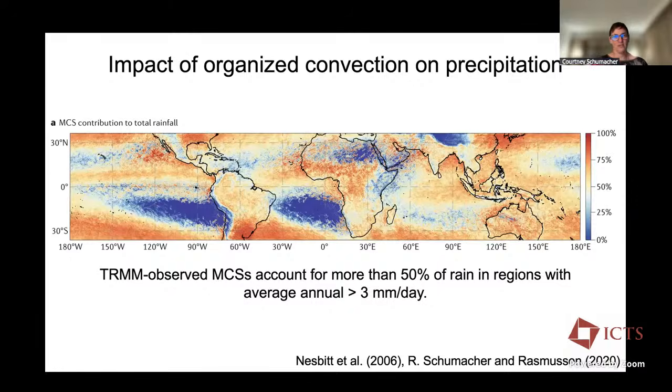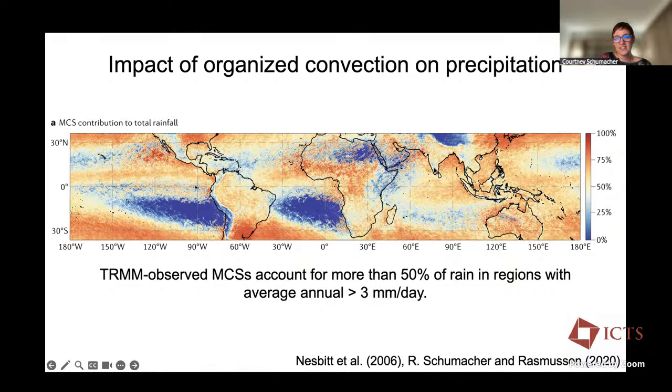This is something, of course, then I need to bring it back to rain. This idea of this is when you have big organized systems, they rain a lot. And so these are actually tracked MCSs. Steve Nesbitt did this first, but Russ Schumacher, that's not me, it's a different Russ Schumacher, and Kristen Rasmussen updated this. And so anywhere there's red, this is showing like this is 75% of the rain comes from MCSs here over West Africa. Over 50% over the ITCZ.